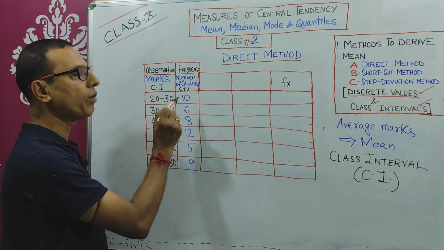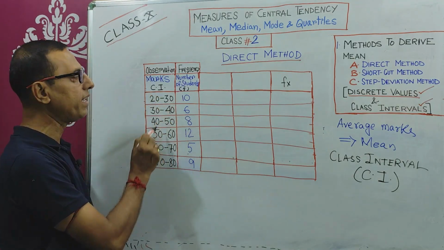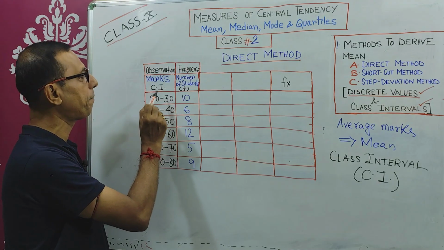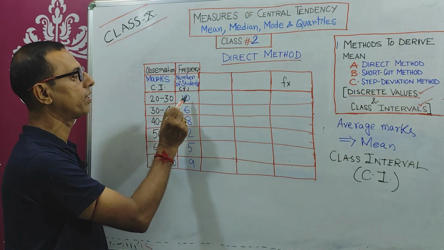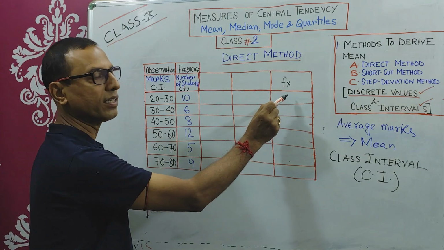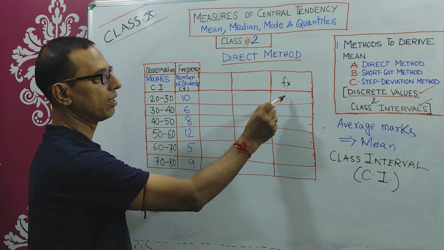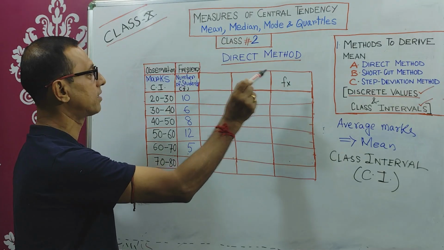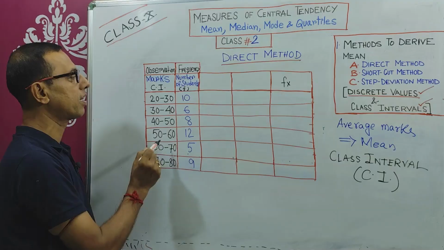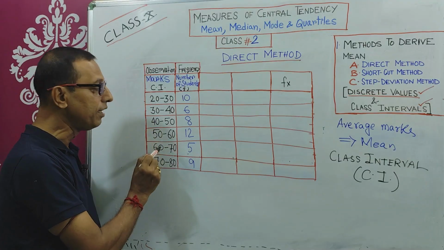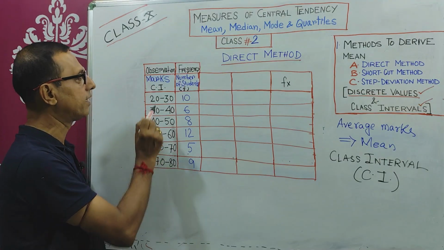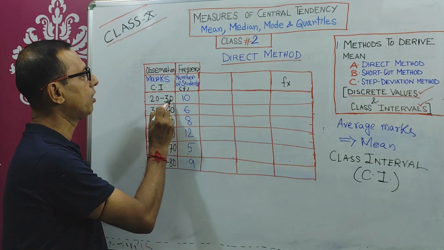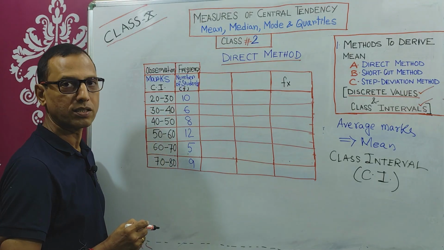In the direct method, since there was no range given, straight away we are multiplying the observation values with the respective frequency and writing it down in the last column itself. But here I have not marked these fx. X is somewhere else. X is not this one. This is just the class interval. We need to deduce the value of x. That is the average marks for each class interval. You need to find out the average marks for each class interval.